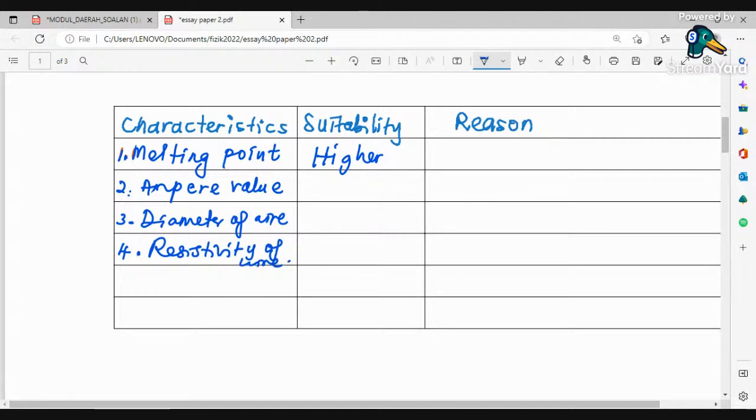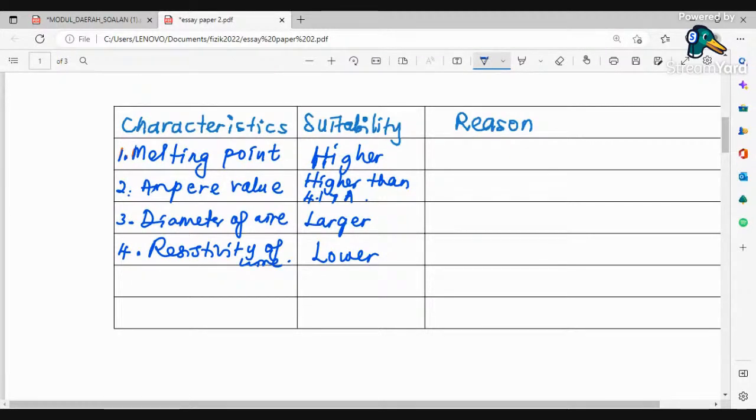You can write using these 3 columns, or 2 columns also can, up to you. Ampere value must be slightly higher than the current flowing through the iron, higher than 4.17 ampere. Diameter of wire must be larger. Resistivity must be lower. Now we want to write the reason.